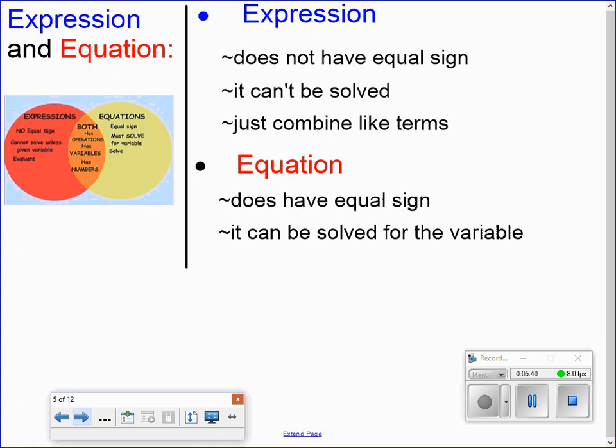Okay. An expression and an equation. We do need to know the difference between these as we're talking about like terms. An expression doesn't have an equal sign. Because it doesn't have an equal sign, it can't be solved, and all you're going to be able to do is combine your like terms. An equation, on the other hand, does have an equal sign, and it can be solved for a specific variable if you're only missing one variable.